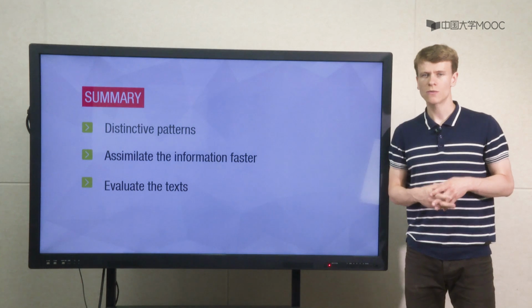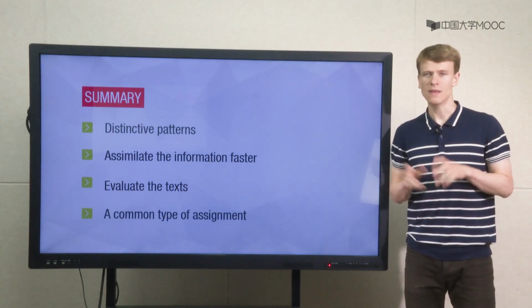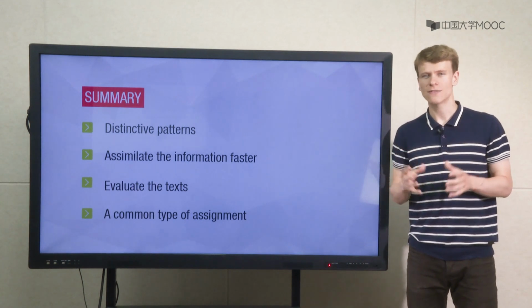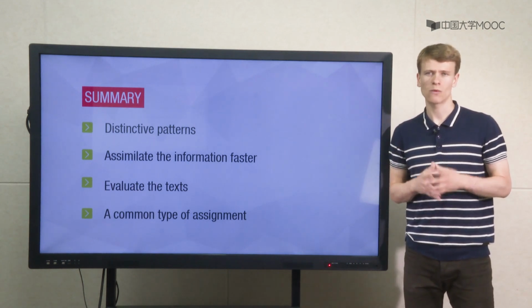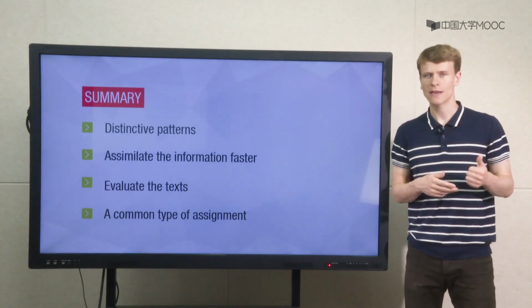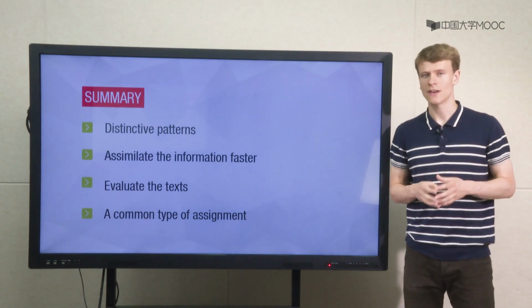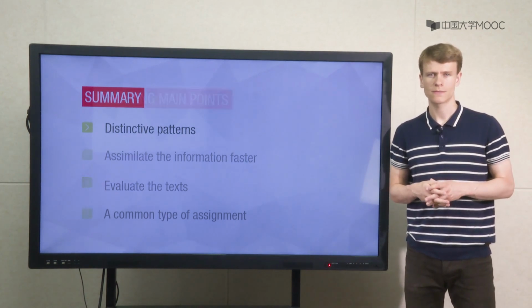For a student, writing a summary essay is a common type of assignment. In this case, you need to be able to identify the main points of the source text when reading it. The reading techniques, such as skimming, scanning, and reading intensively, will help you to identify the main points effectively.